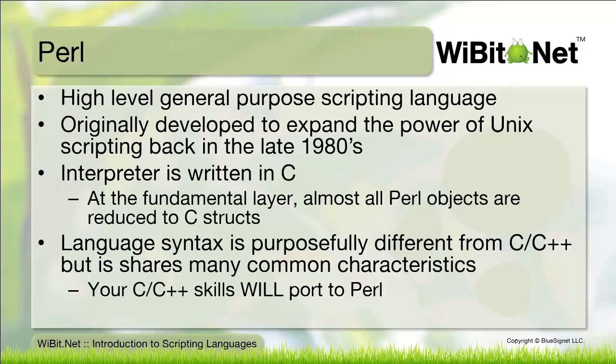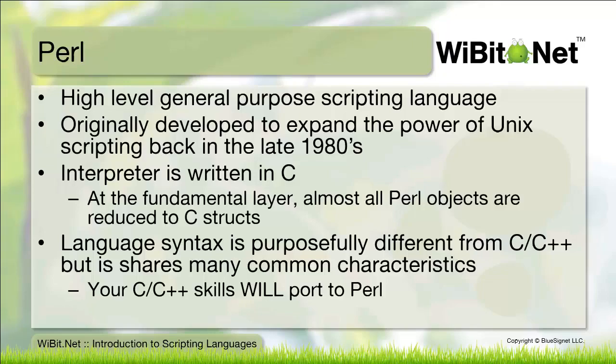So back when War Games was brand new, that's when people were just getting this whole Perl thing figured out. So the Perl interpreter was written using C, and C is basically the fundamental layer. So almost all Perl objects are reduced to C structs. So that's kind of interesting to know that. How about that? Isn't that interesting?